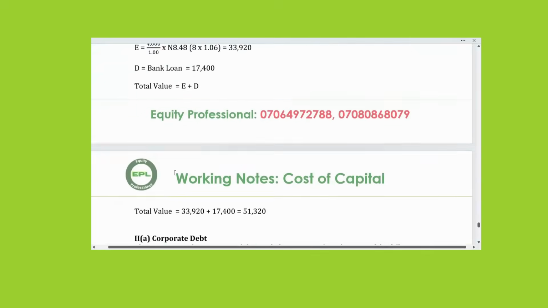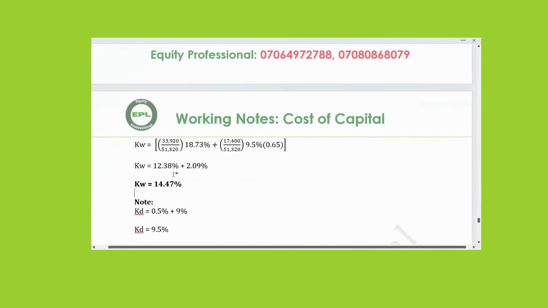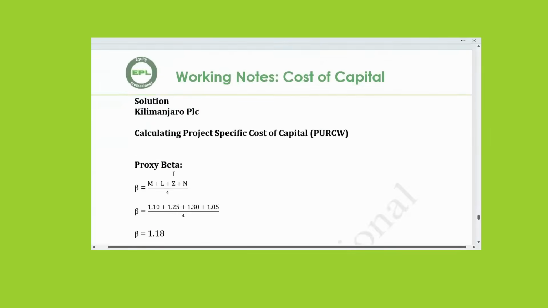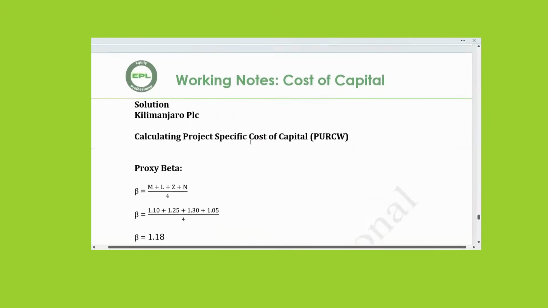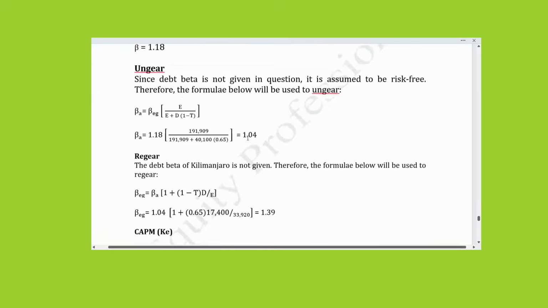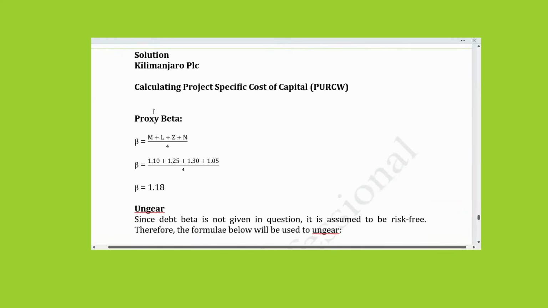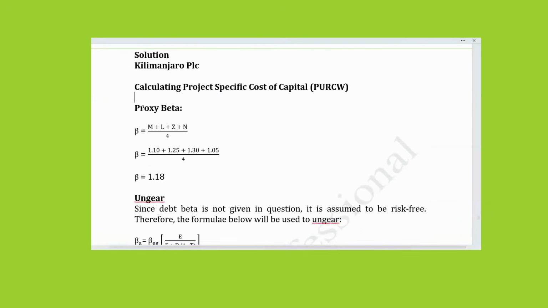Of course, finally, in the question, the examiner wants you to discuss whether systematic risk is the only risk that the company shareholder should be concerned with. So for you to be able to answer that, you need to explain what is systematic risk and what is unsystematic risk.